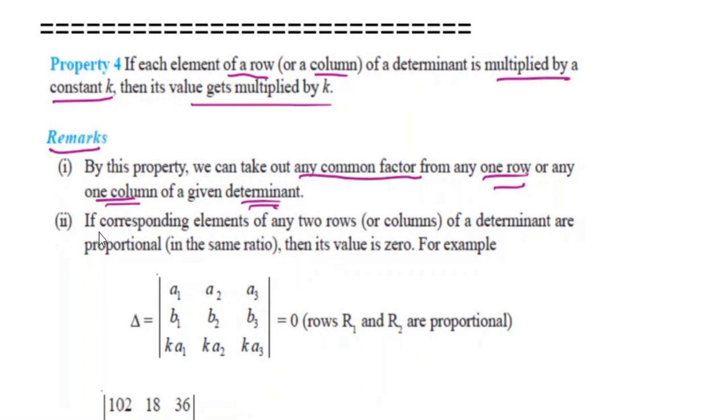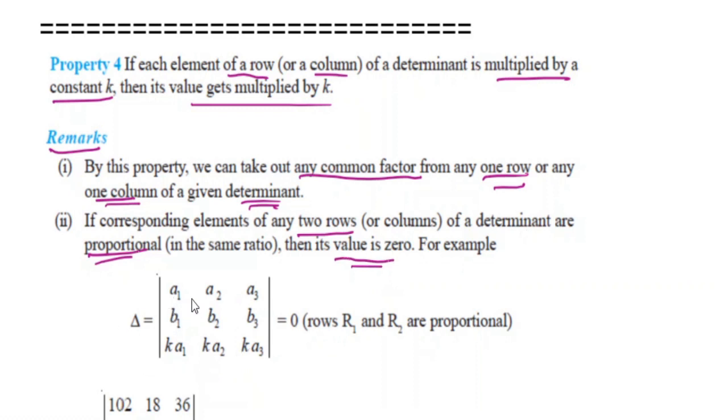Then, if corresponding elements of any two rows or columns of a determinant are proportional, okay, proportional means that you are multiplying by the same constant, the same ratio, then its value is 0. Let us work out with an example.